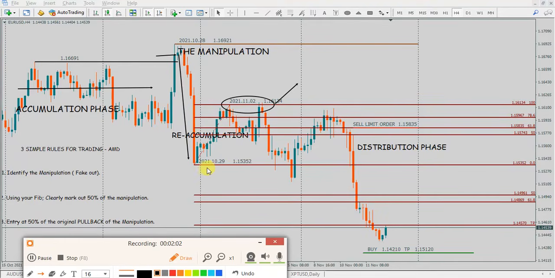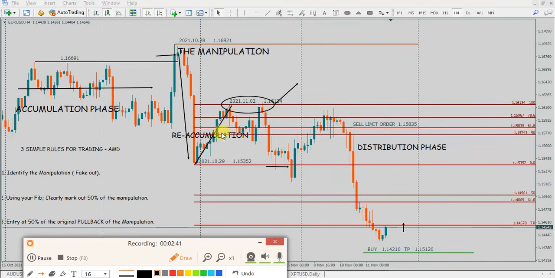Now I know that price has no reason to continue moving upwards, and by that time we are probably around this area here. Now with my fib again, first I found 50% of the manipulation, and now I'm going to find 50% of this pullback. However, I'm going to be measuring the pullback in the opposite direction, from top to bottom. Even though it was a bullish pullback, I measure it from top to bottom in order to get my profit objective, which is somewhere around 1.14570.